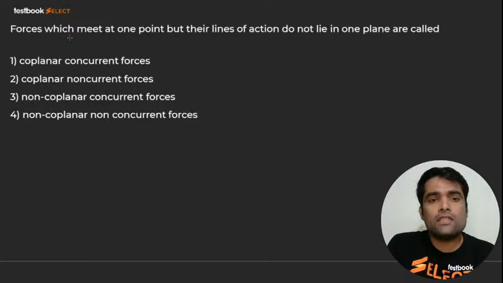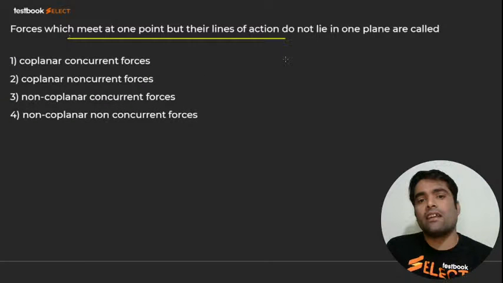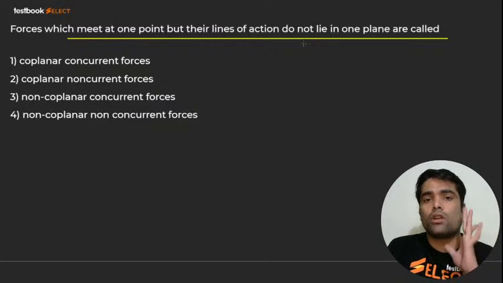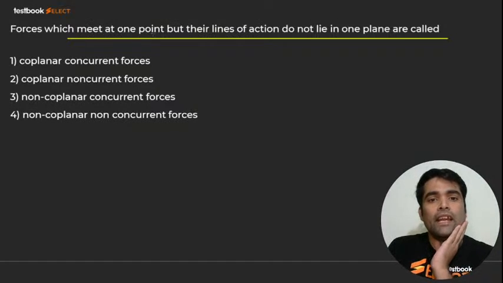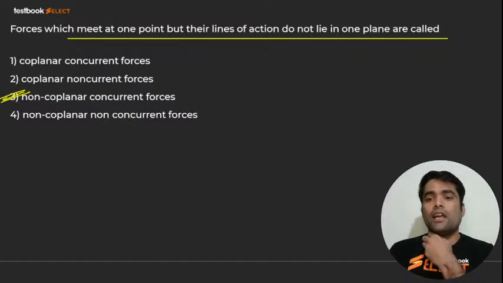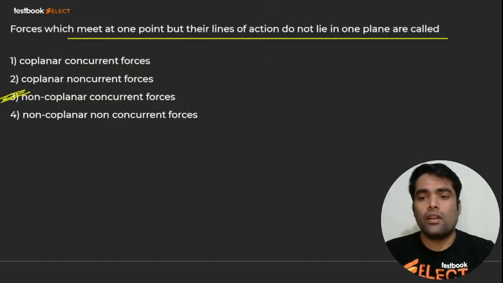Forces which meet at one point but their lines of action do not lie in one plane. If they do not lie in one plane, that is non-coplanar, right? And if their lines of action meet at one point, that is coplanar. So it should be the third one. Very good. Number one.